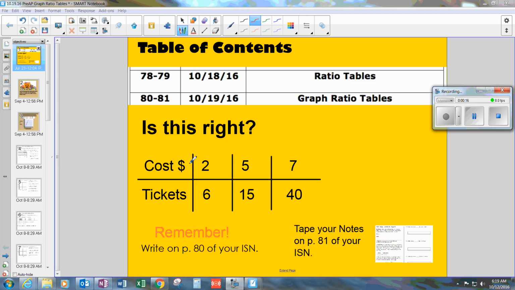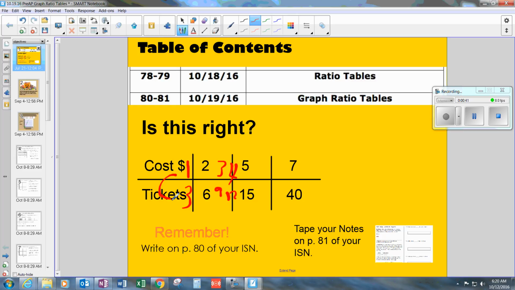What if I just spend $1? Because I don't want that many tickets. If I spend $1, I will get 3 tickets. If I spend $3, 3, 6, I will get 9 tickets. If I spend $4, I will get 12 tickets.